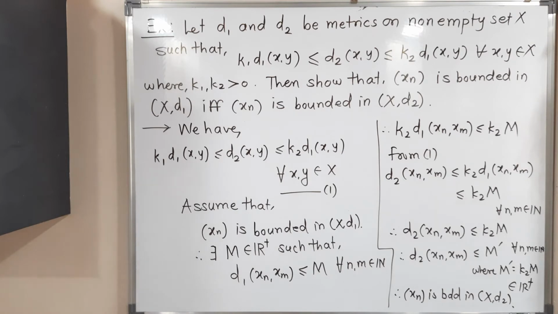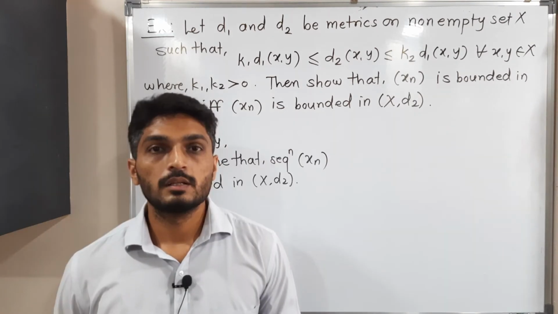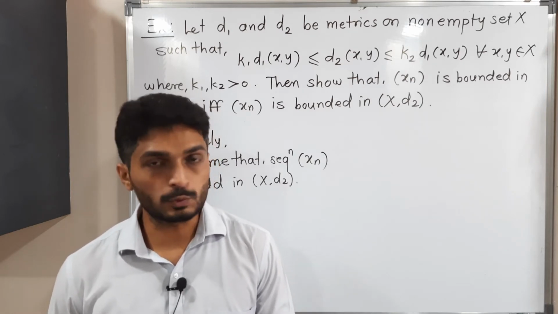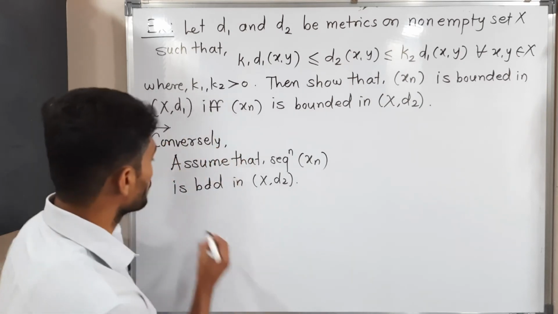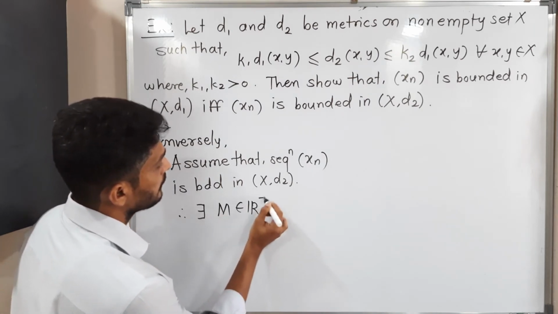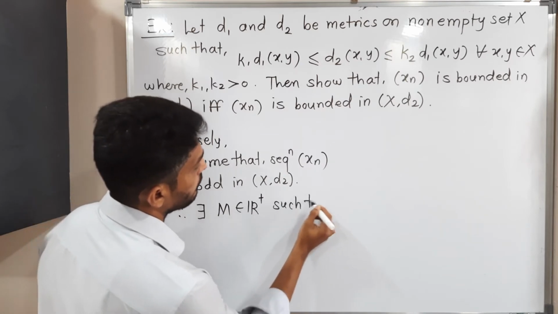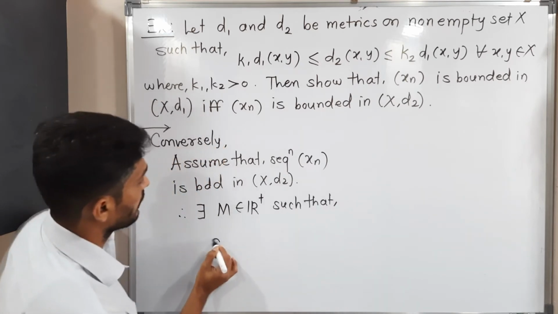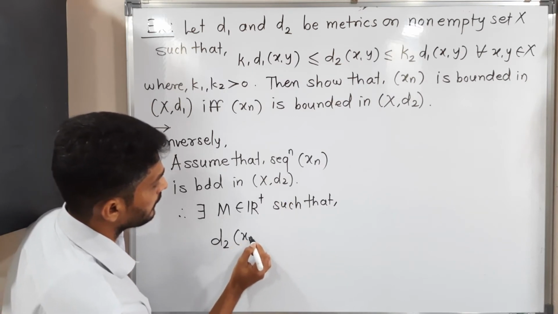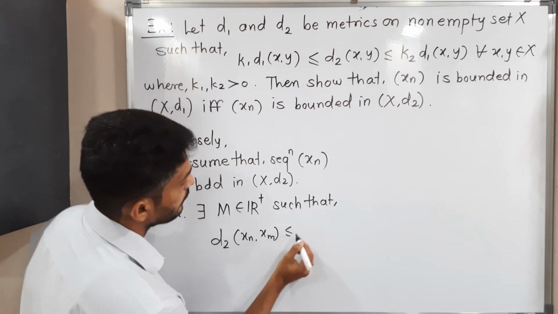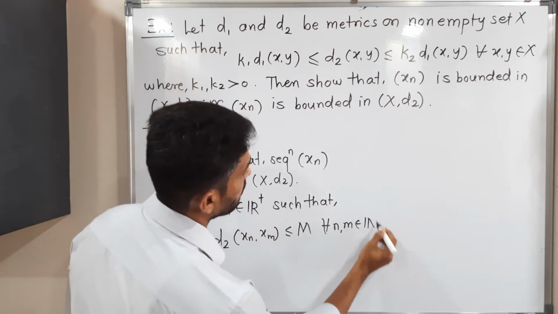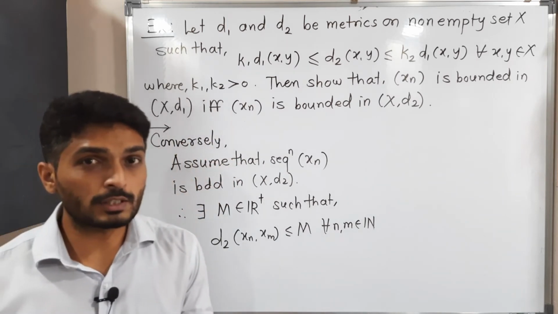Okay, so make a screenshot of it, then we will go further. So conversely, we assume sequence xn is bounded in metric space (X, d2). So let us use the definition of a bounded sequence. Therefore, there exists a positive real number m such that d2 of xn, xm is less than or equal to m for all n, m belongs to the set of natural numbers. So let us use equation 1 again.